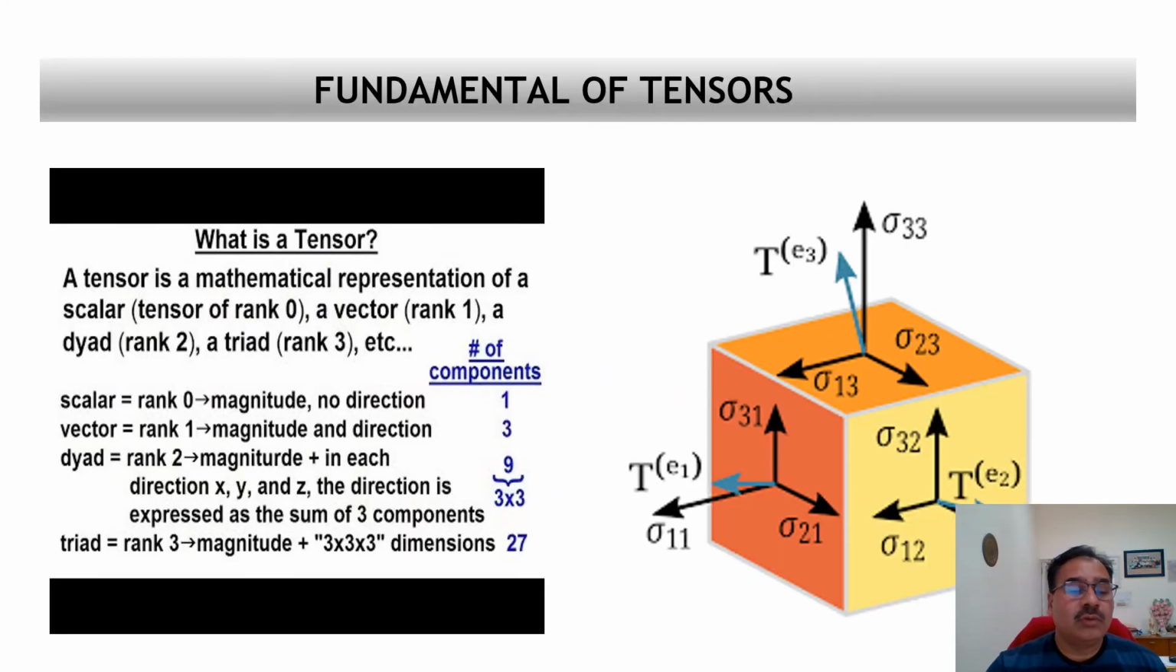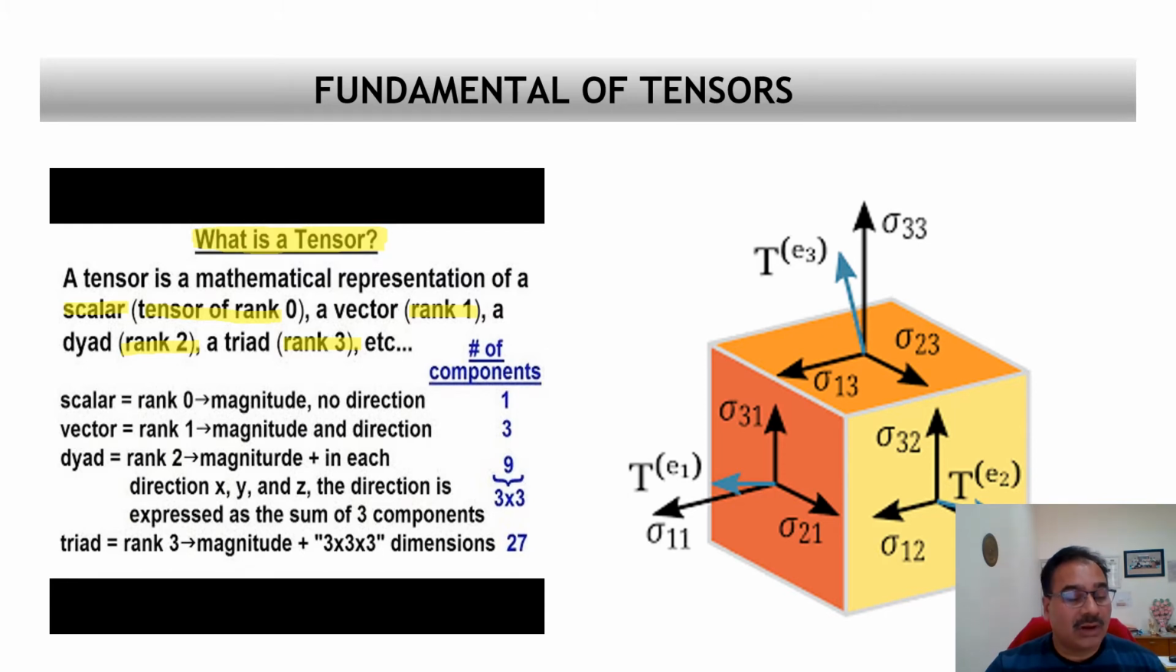Now, let us connect your previous knowledge, and I will try to give this concept to you in pictorial form. Here, a tensor is a mathematical representation: a scalar means a tensor of rank 0, a vector means a tensor of rank 1, a dyad means a tensor of rank 2, and a triad means a tensor of rank 3, etc.